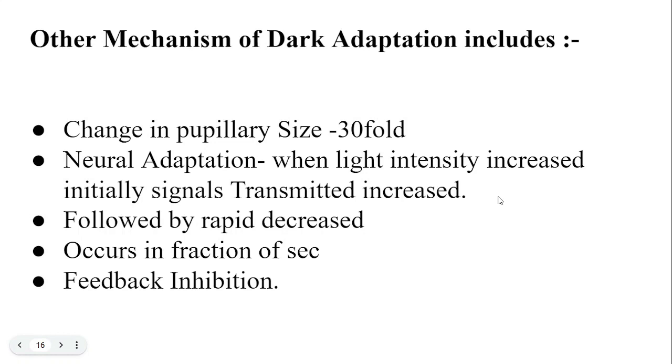Neural adaptation also plays a role in dark adaptation. When the light's intensity is initially increased, the signal transmitted by the retina to the brain also increases. However, this increase is rapidly followed by a decrease in signal transmission. This is thought to be due to a feedback inhibition mechanism in the retina, which helps to prevent overstimulation of the neural circuitry.